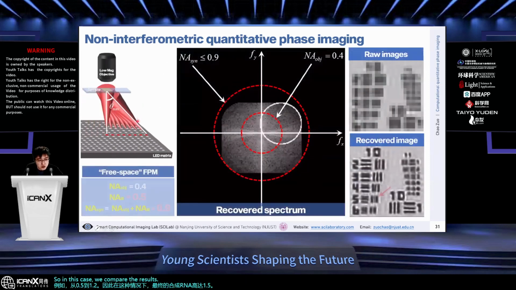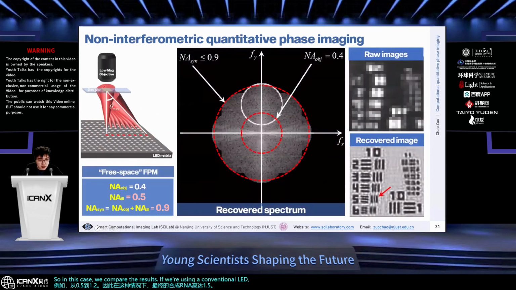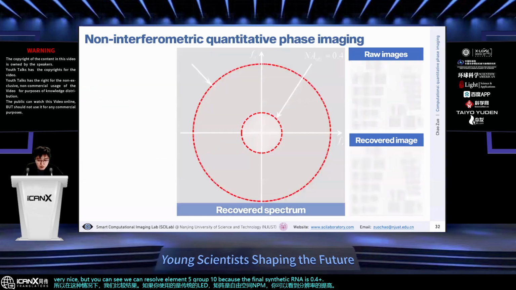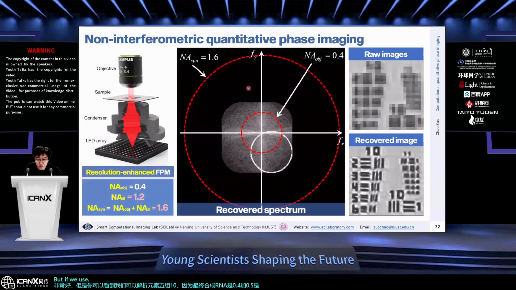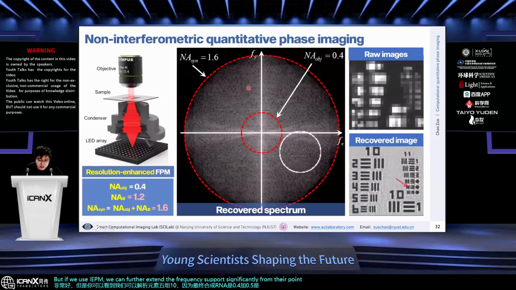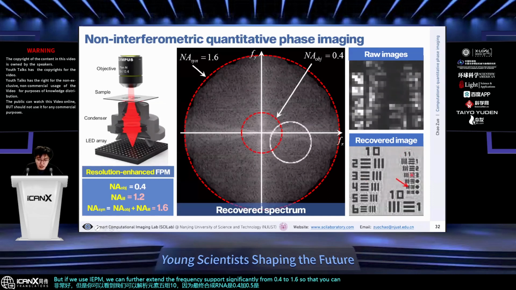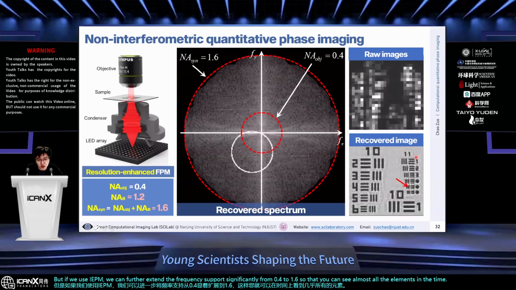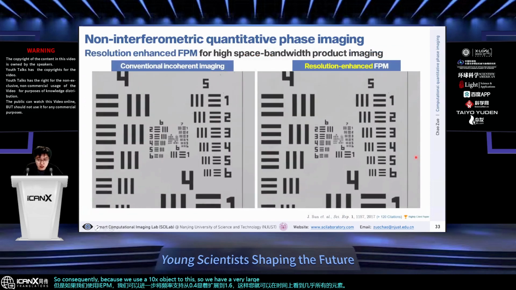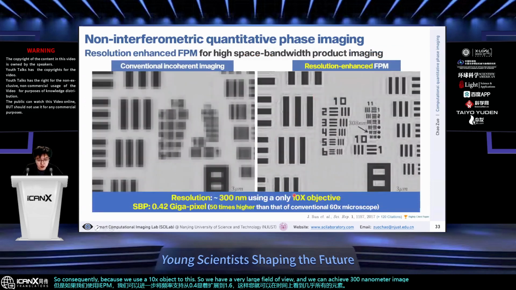If we use a conventional LED matrix, which is free-space FPM, you can see the resolution improvement is also very nice, but we can only resolve element 5 of group 10, because the final synthetic NA is 0.4 plus 0.5, which is 0.9. But if we use RI-FPM, we can further extend the frequency support significantly from 0.4 to 1.6, so that you can see almost all the elements in the target can be resolved. Consequently, because we use a 10x objective lens, we have a very large field of view, and we can achieve 300 nanometer image resolution using this low-power objective lens.